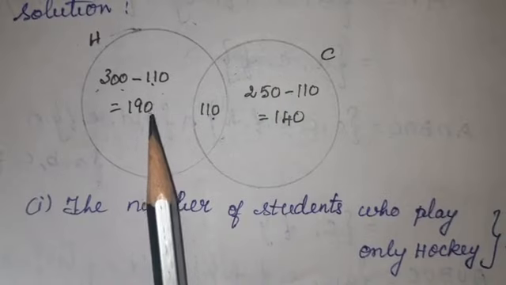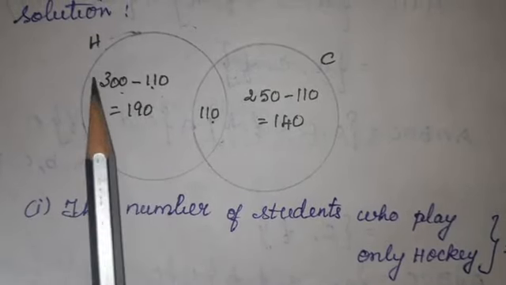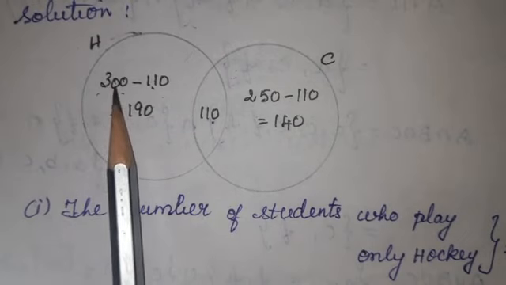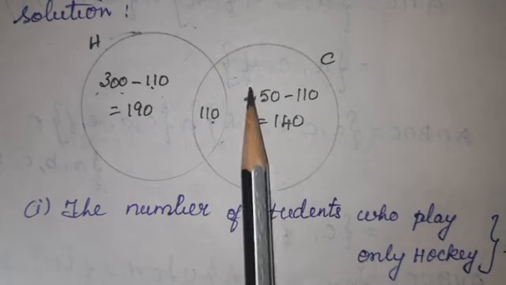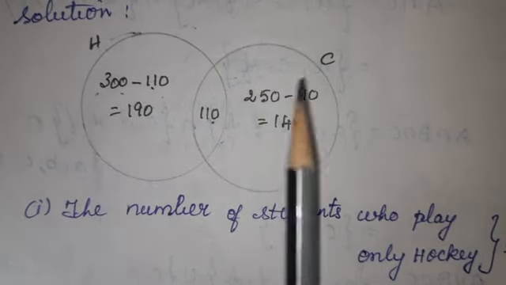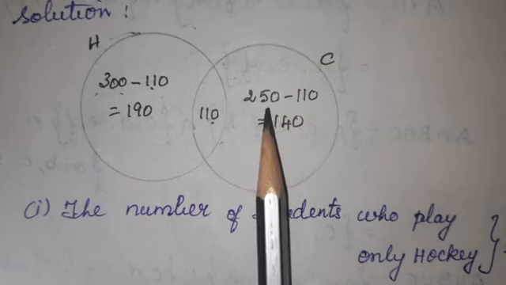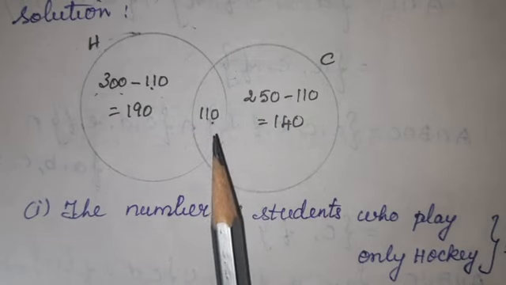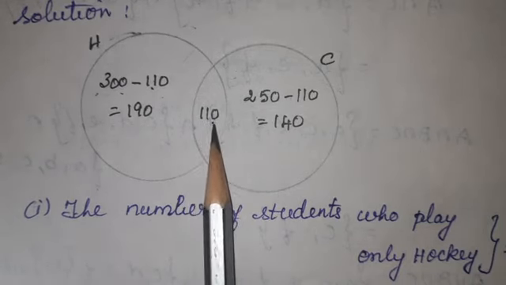In the question, 300 play hockey is given. We are considering this one as hockey, no? So you should write 300. 250 play cricket is given in that question, so here you should write 250. For hockey, 300 you should write in the first circle. For cricket, in the second circle you should write 250. Next, in the question they gave 110 play both the games. Both means common, that is intersection. This is the intersection place, you know. Here you should write 110.